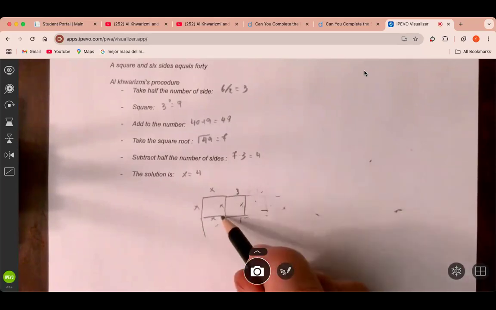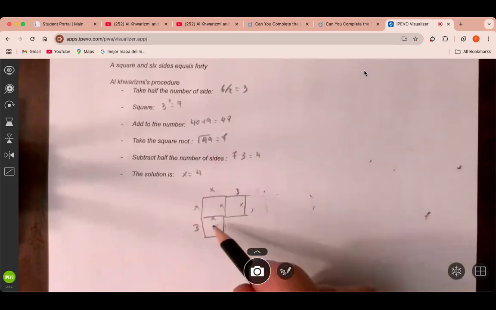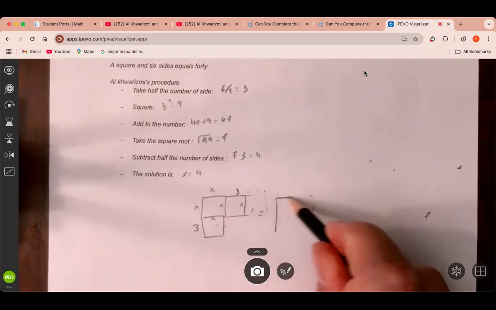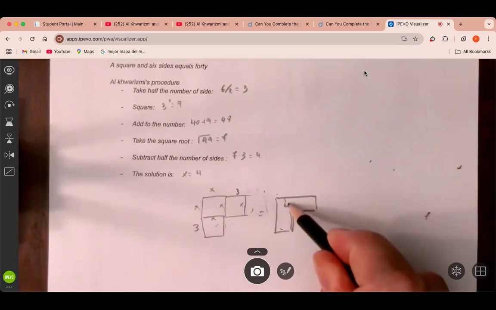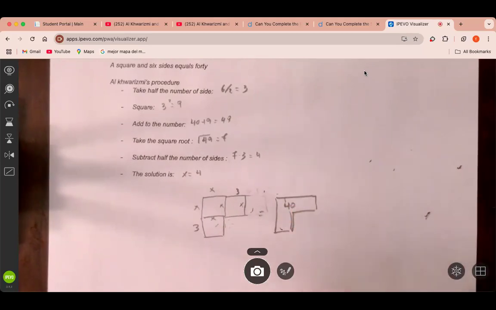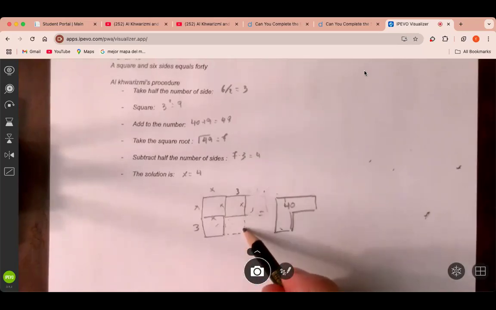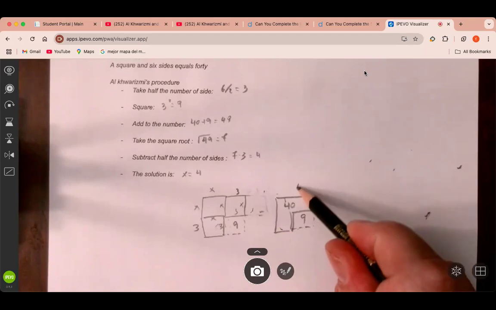So we have 3 here. Sorry, my square there is not very square. So now we know the area of all this part is 40. So this section here is 40. But we don't have the square, so we need to complete the square. In order to complete the square, we need to add the square of this section. So we need to add a small square with side 3 and 3, so it's 9. So we add 9 here. So we know now this area is 49.